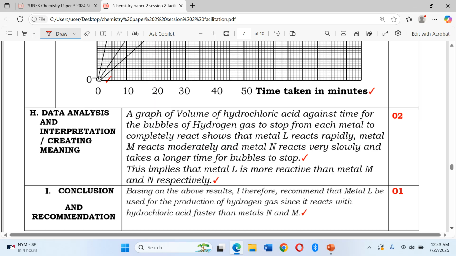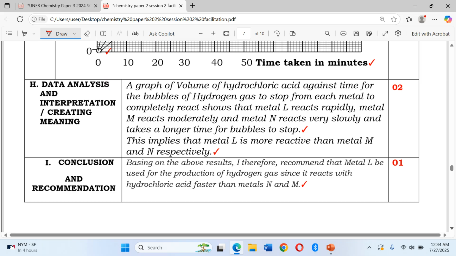From that analysis, we can say that the graph of volume of hydrochloric acid against time for the bubbles of hydrogen gas to stop from each metal to complete a reaction shows that metal L reacts rapidly, metal M reacts moderately, and metal N reacts very slowly and takes a longer time for bubbles to stop. This implies that metal L is more reactive than metal M and N respectively.